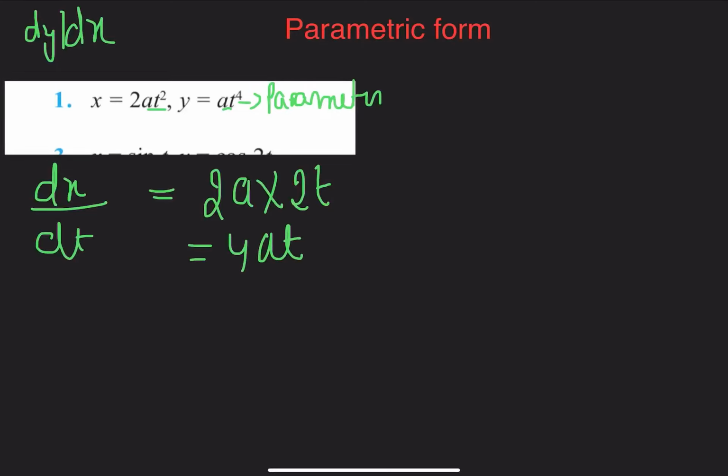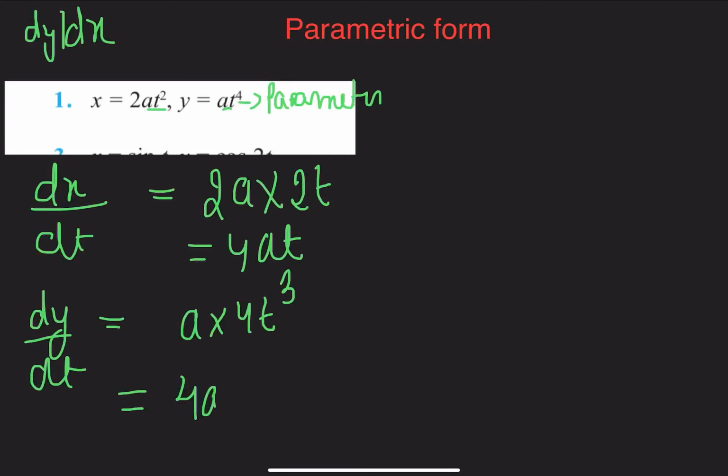The next thing you should do here is dy by dt. What is dy by dt? at to the power 4, a is a constant, keep it as it is. x to the power n is n x to the power n minus 1, use the same thing. t to the power 4 means 4 into t to the power of 4 minus 1, which is 3. So this becomes in the end 4at cube. This is the answer, but this is not the final answer to your question. We have to find dy by dx.